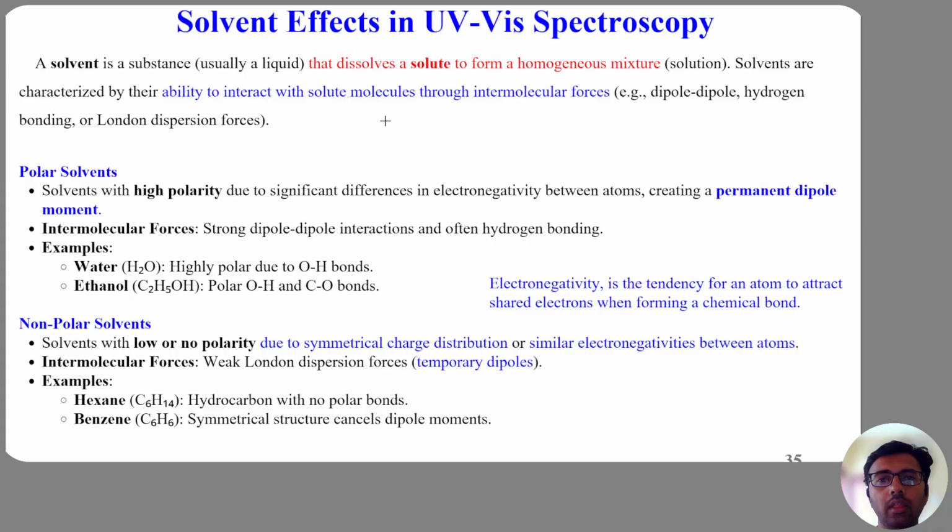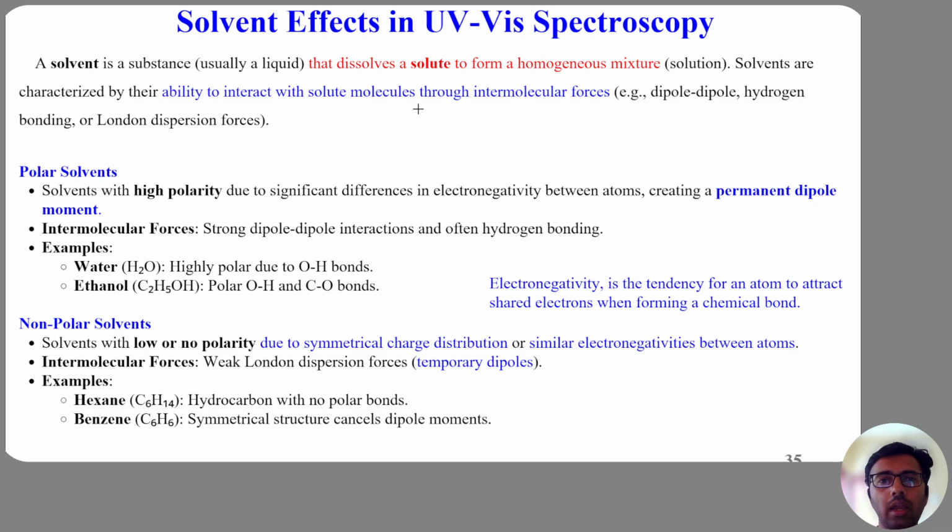A solvent is defined as a substance that dissolves a solute to form a homogeneous solution. Solvents interact through intermolecular forces such as dipole-dipole interactions, hydrogen bonding, and London dispersion forces. We classify solvents into two categories, polar and non-polar. Polar solvents possess permanent dipole moments. These arise from electronegativity differences between atoms.